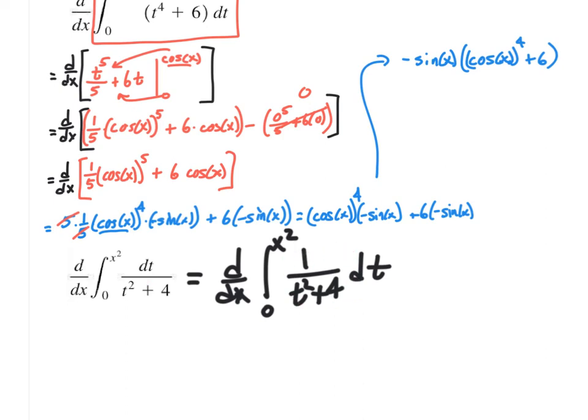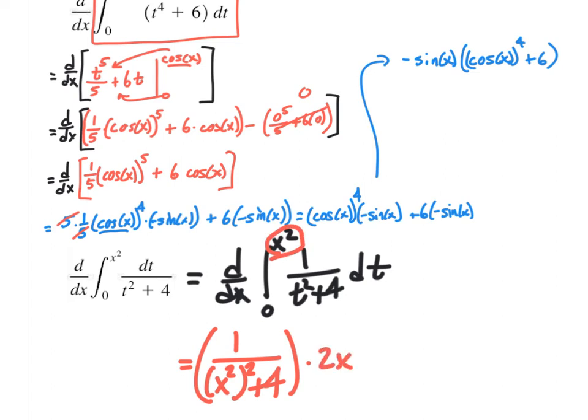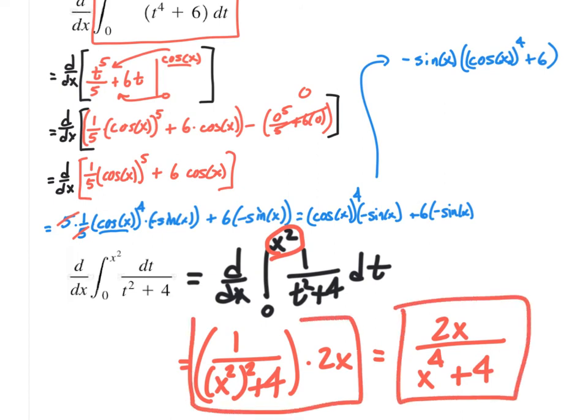So here's my derivative of this integral function. It's going to be 1 over the quantity x squared, quantity squared, plus 4, but then I'm taking this whole function and multiplying it by the derivative of my upper bound, which is just 2x. You could simplify this and say that this is 2x over x to the 4th plus 4. That would work too. This is probably what you'd see in the back of the book. But this is the idea: if your upper bound is a function, then when you take the derivative, you have to multiply by the derivative of that upper bound and use the chain rule.